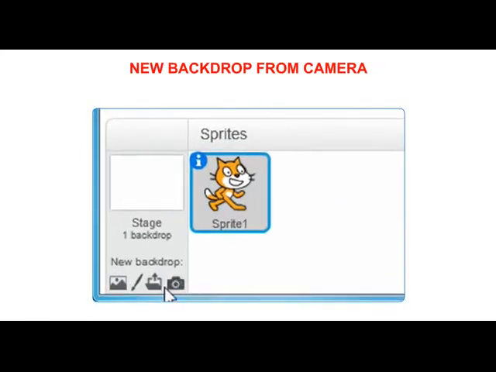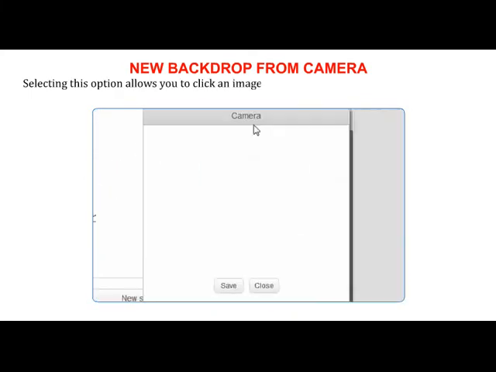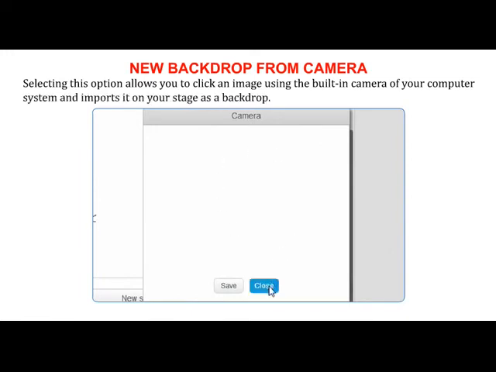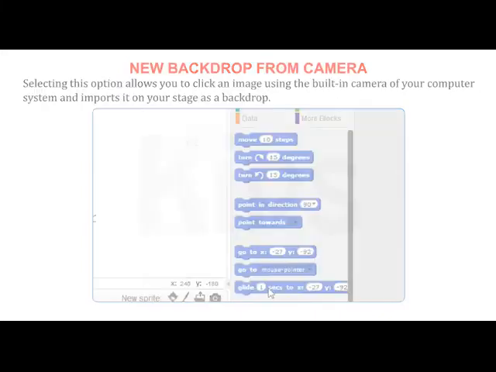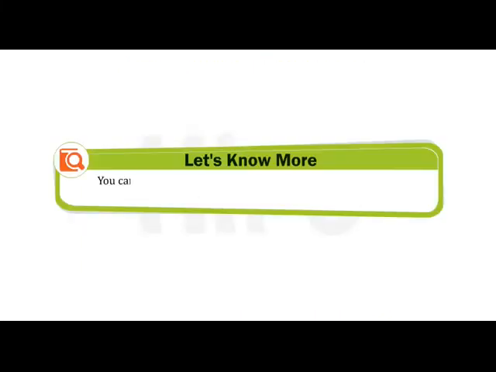New backdrop from camera. Selecting this option allows you to click an image using the built-in camera of your computer system and imports it on your stage as a backdrop. Students know that you can work with more than one sprite or backdrop and make projects with them.